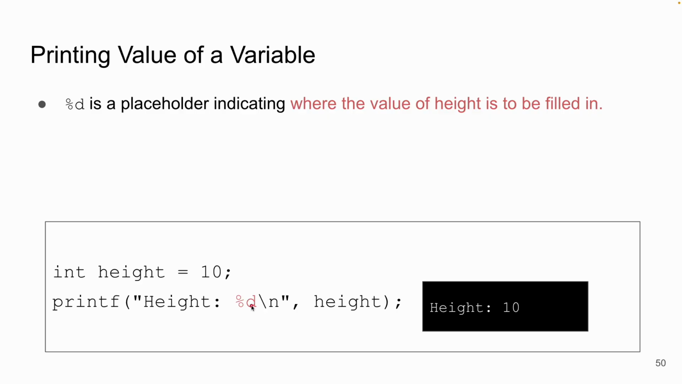That is why in the output, we can see the value of height, that is 10, right? So 10 appears here. The location of the 10 is the same location of the %d in the string of the printf.